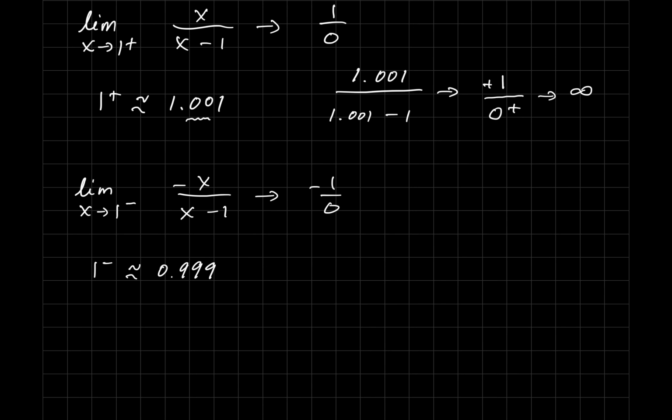But now let's plug in 0.999, and we get negative 0.999 over 0.999 minus 1, which gives us about negative 1 on top and about 0 on the bottom, but from the negative side. 1 over 0 is infinity. Negative over negative gives us positive. So our final answer is positive infinity.